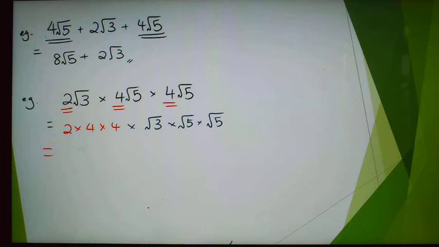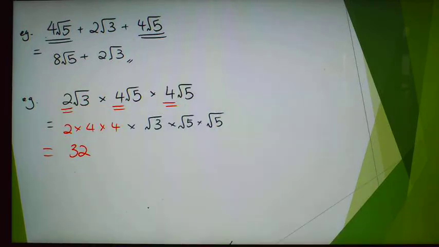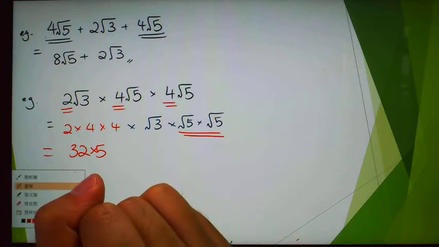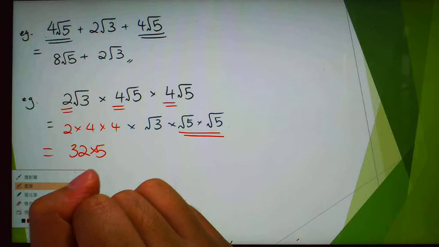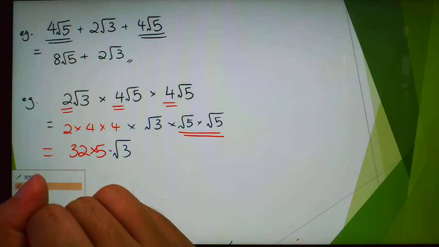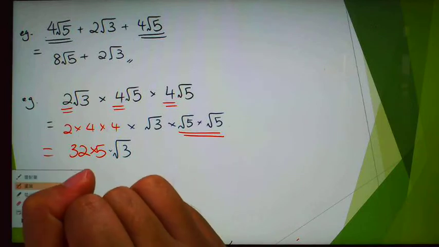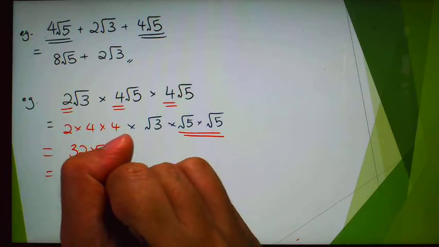Okay, what's the red one? 4 times 4 times 2 equals 32. Okay. Root 3 times root 5 times root 5. Wait a moment. Here, I can make it as a whole number, which becomes a 5, mixed with the red ones. But the root 3 stays here. So, what's the red one? It becomes 160. And the root 3 just copy straight away. So that's our final answer.